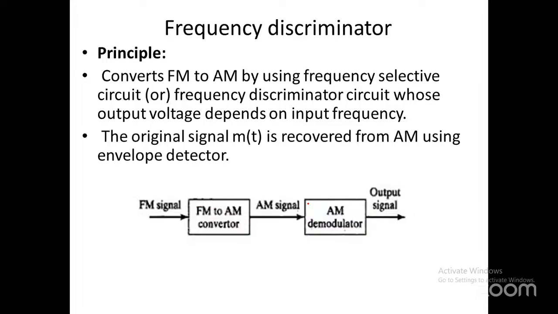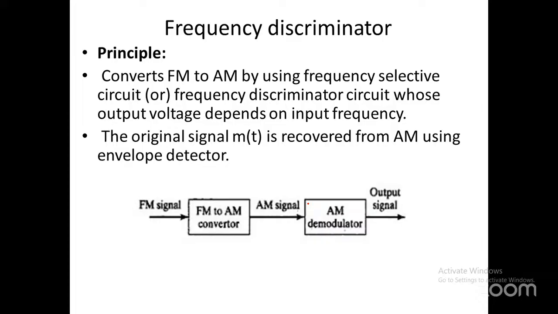The principle of the frequency discriminator is that it converts the FM to AM by using frequency selective circuits, a frequency discriminator circuit whose output voltage depends only on the input frequency. And here also we use the voltage controlled oscillator principle. Next, because we have an AM signal, you can simply use an envelope detector to detect the AM. So that is the frequency discriminator.